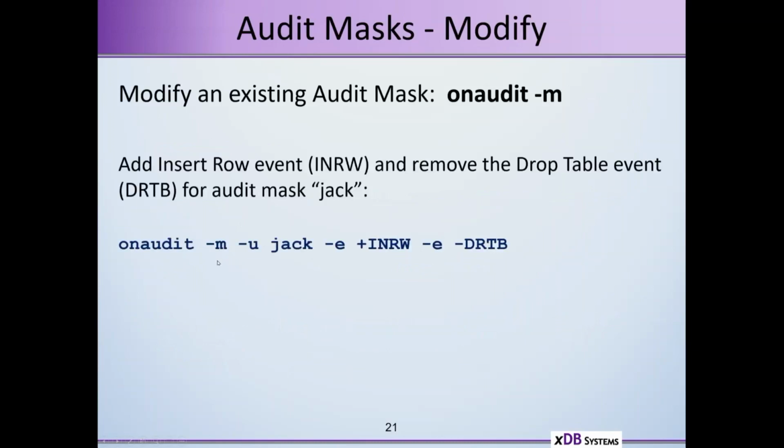We can modify a mask with the -m option. So here we're modifying the mask for user Jack, and we're adding the insert row event, and we're dropping or removing the drop table event.